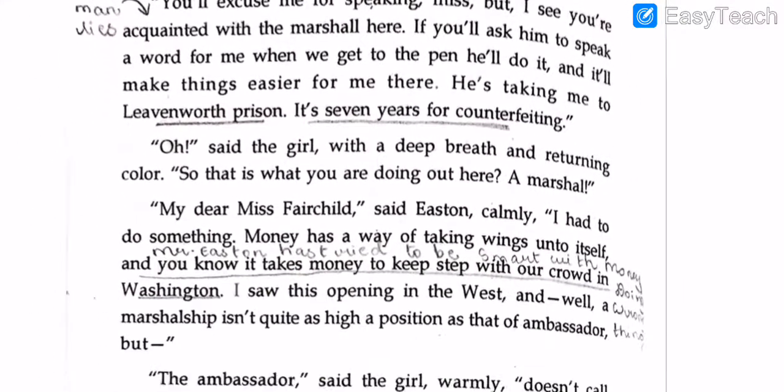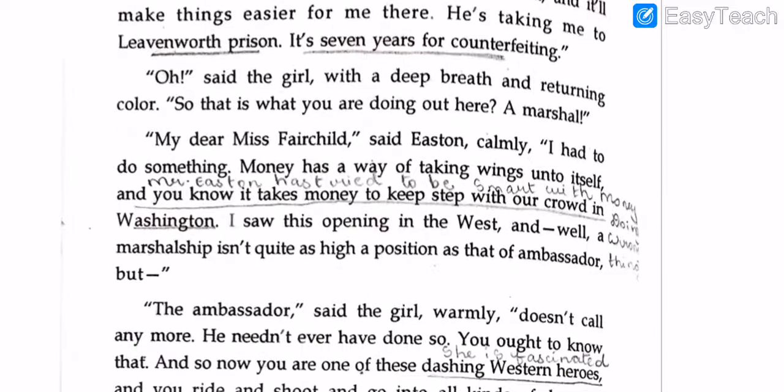Which one did I see? Yes, this one, okay. So money has a way of taking wings onto itself, and it takes money to keep step with our crowd in Washington. So counterfeiting, as I said, is an illegal crime in the case of finance, and you are trying to make money in illegal ways, and that's what Mr. Easton had also done. So he had to be in prison for 7 years. So money takes its way to keep step with our crowd.